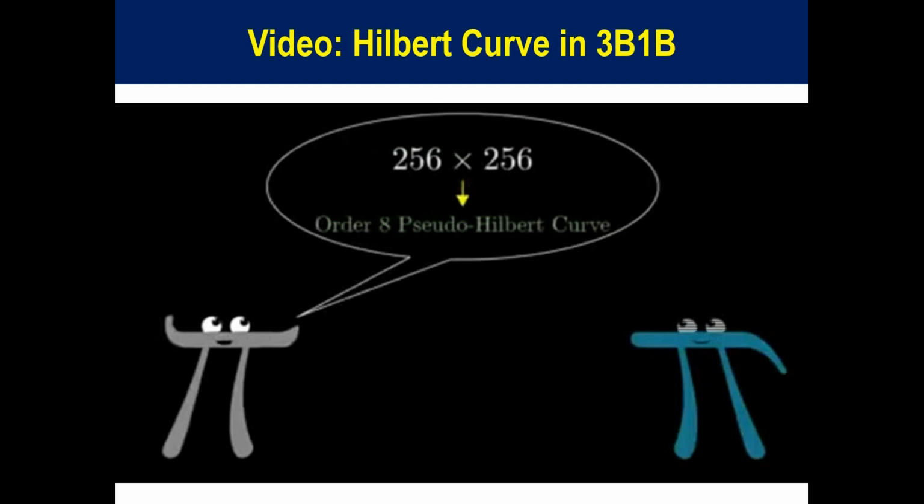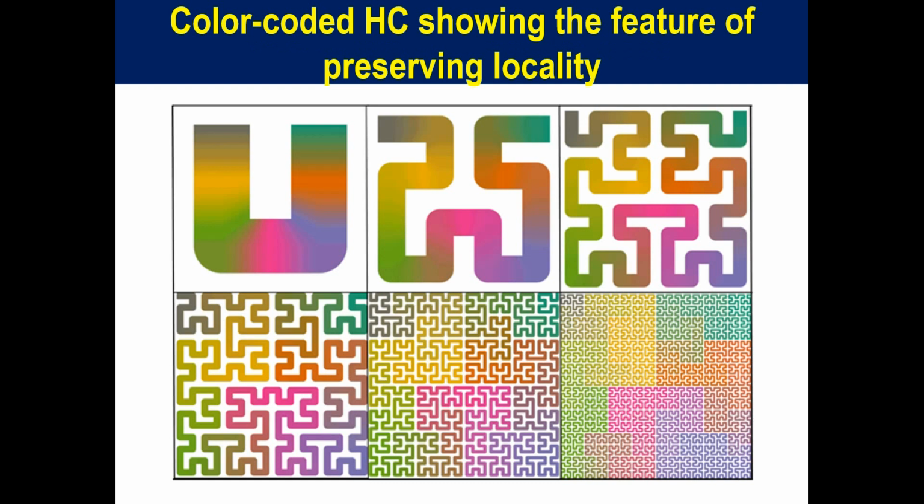For the 256 by 256 pixel array, your mathematician friend explains, you would use an order 8 pseudo-Hilbert curve. The Hilbert curve has a very interesting feature of preserving locality. You will appreciate that the color in the line tends to be localized in a certain region with recursive iterations, meaning that the neighbors in the line are preserved.